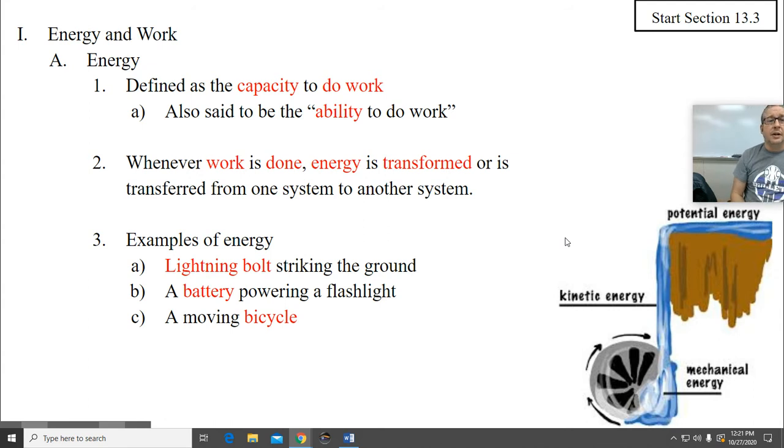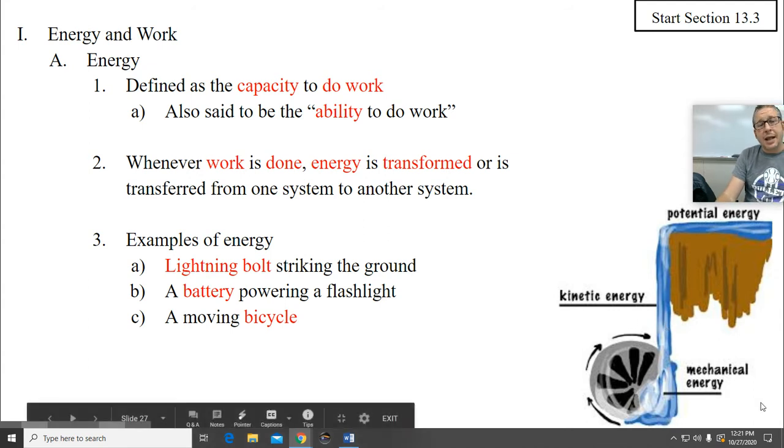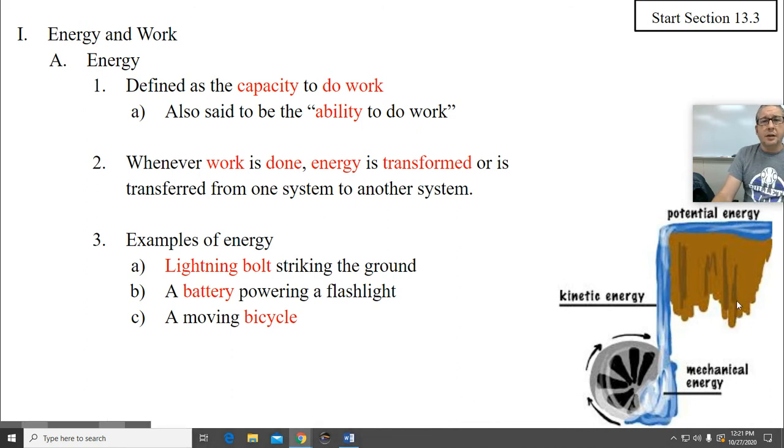Okay, let's take a look at what is going to be covered in this section. Potential energy, kinetic energy, and mechanical energy. As you see here, if you've ever seen a hydroelectric dam, it utilizes pretty much all three of these types of energies in order to function properly.